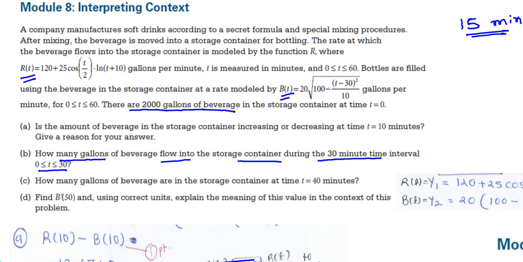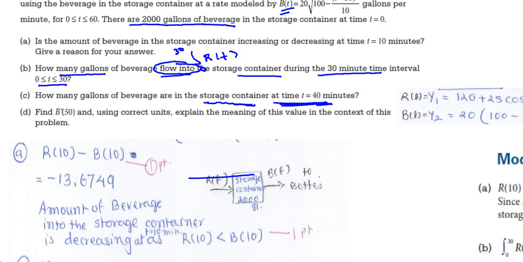Okay, so let's take a look at part C. How many gallons of beverage are in the storage container at 40 minutes? Notice the difference between B and C. B is only asking for flow in, so all we need is the integral of R(t) from 0 to 30. This one asks how many gallons are in the storage container at 40 minutes, so you will have to consider how much was there, how much came in, and how much left.